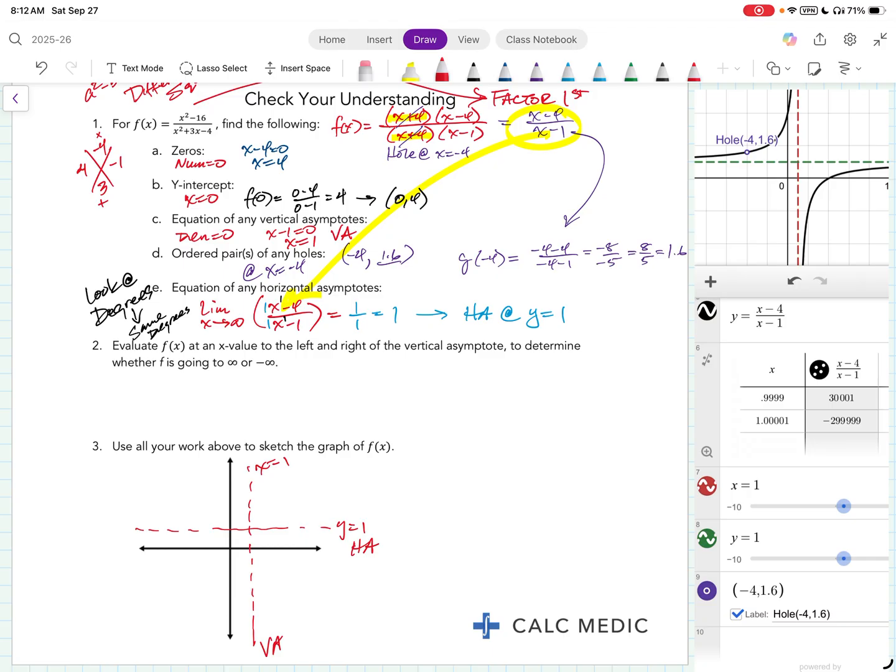And then you plot the hole. The hole is at -4 comma 1.6. So 1, 2, 3, 4. That's -4. 1.6 is up here. And then the y-intercept is at 0, 4. So it's here at 4. And then an x-intercept. Where's the x-intercept? Where'd it go?